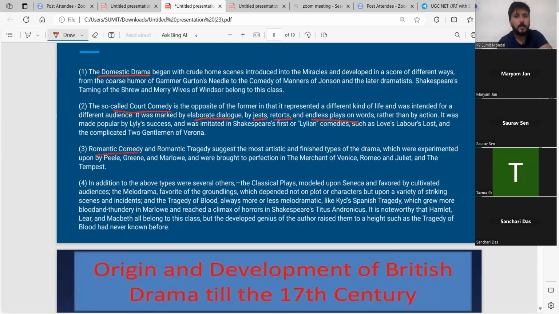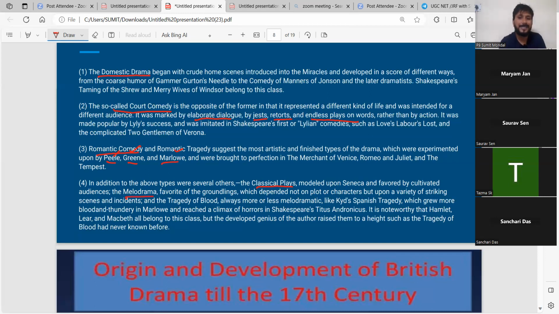Next, romantic comedy or romantic tragedy, very important, because you can see a lot of romantic comedies and tragedies by Shakespeare himself, as well as Peele, Greene, and Marlowe, who were the university wits at that moment. In the previous lecture, I have already talked about the university wits. There are other types of plays like classical plays, modeled upon Seneca, structured the way the Roman or Senecan tragedy used to be structured, indebted to pagan tragedy. Melodrama became an important element in all the plays gradually.